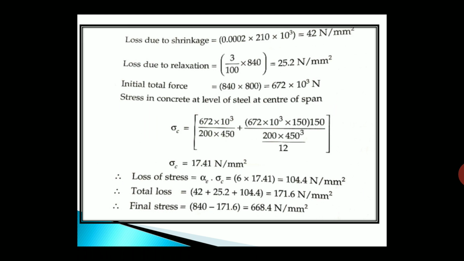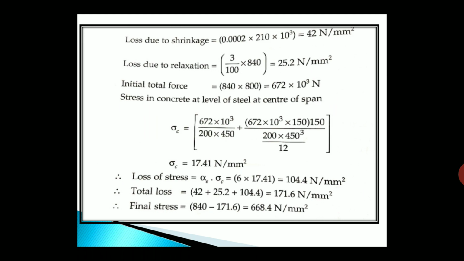Therefore, the stress in concrete at the level of steel at the center span is P by A, which is the area of concrete here, 200 into 450, plus P into E divided by I. So here E we get as 150. So we get the initial stress, Fc equal to sigma c, as 17.41 Newton per mm square.